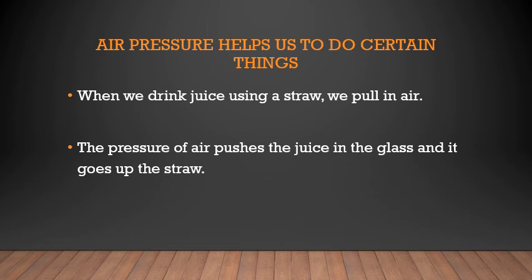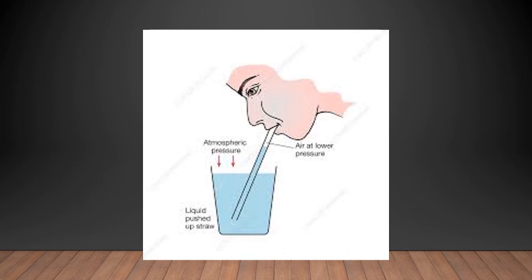Then the last one, air pressure helps us to do certain things. When we drink juice using a straw, we pull in air. First, before you get the juice in your mouth, the air comes into your mouth. The pressure of the air pushes the juice in the glass and it goes up the straw. Here in the picture you can see, it goes up the straw. We drink the juice that comes into our mouth. Because of the suction of the air, the juice moves up into your mouth. Do you understand? So air pressure helps us to do certain things, like drinking juice using straws.